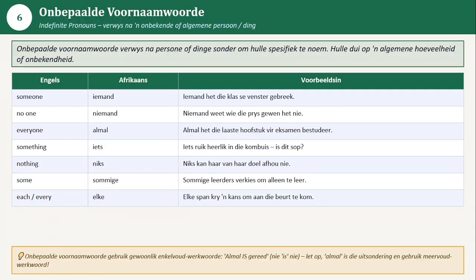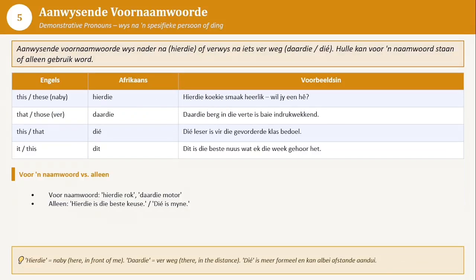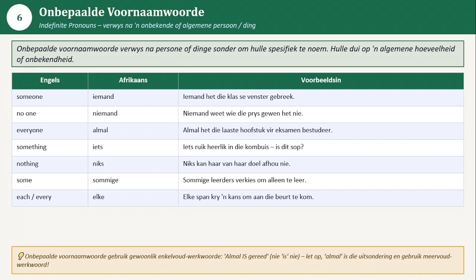Onbepaalde voornaamwoord. So this one is indefinite pronouns. So it refers to a general person or a general thing. Something like iemand. Iemand means someone. So we don't know who we're talking about. So this one and this one, they are the opposites. This one is for someone specific and this one is for no one in particular. Okay, so niemand, almal, iets, niks, sommige, or elke. Those are your keywords when it comes to this one in particular.